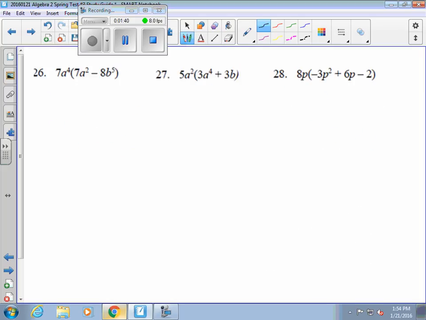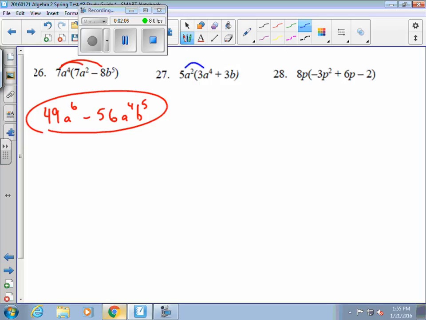26, we're doing the same thing. We're distributing 7a to the fourth times 7a squared. 7 times 7 is 49. A fourth times a squared, you add them again. A to the 4 plus 2 is 6. 7 times negative 8 is negative 56. Again, not like bases, a and b, so it's simply a to the fourth, b to the fifth.